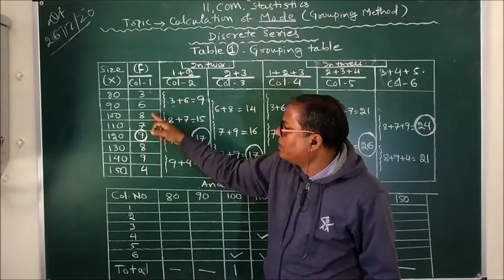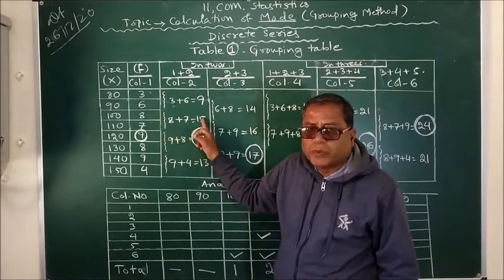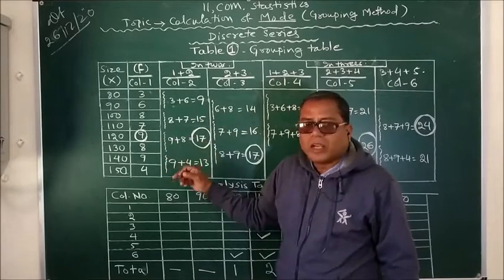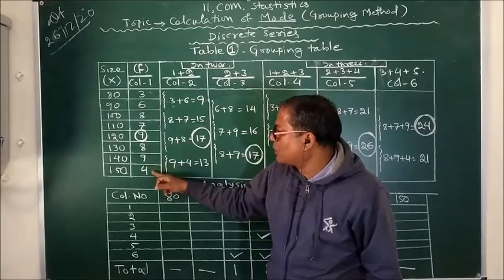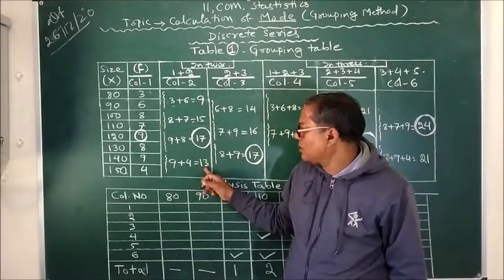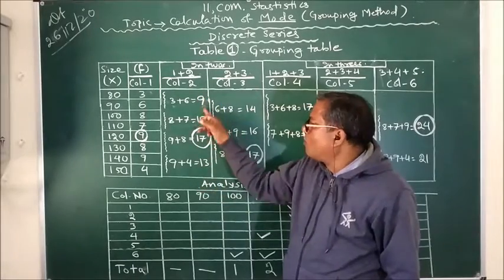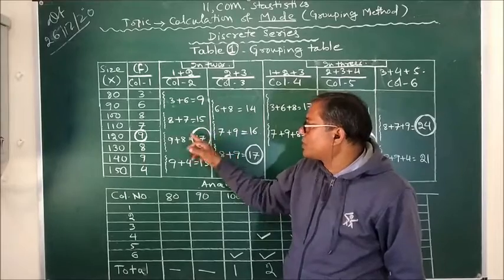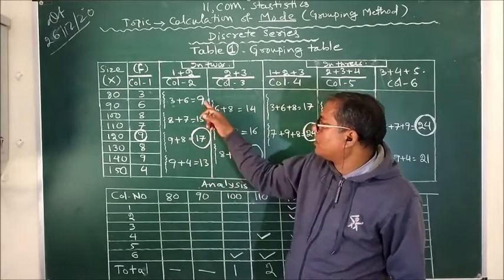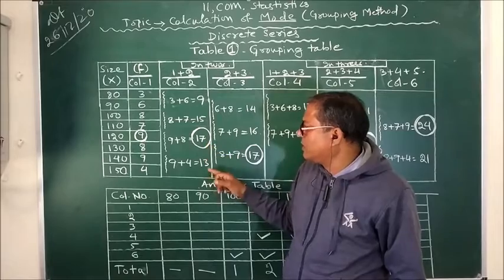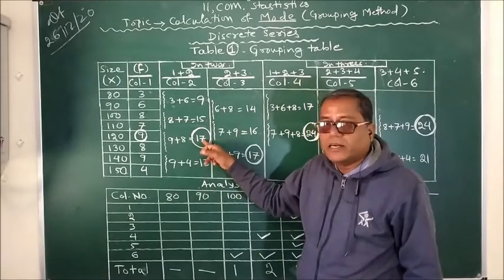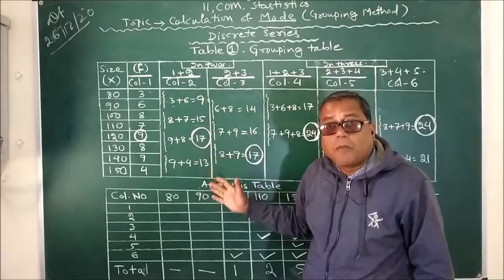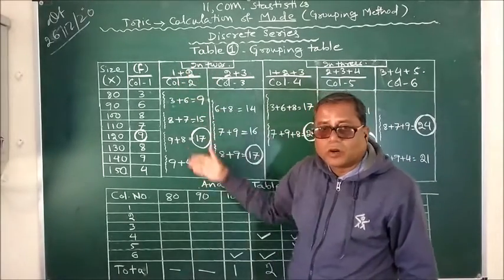So in second group we added 8 plus 7, that is 15. In third group we added 9 plus 8, that is 17, and in fourth group we added 9 plus 4 and value is 13. And out of these four group sums, we will just circle the highest value of the sum. The values are 9, 15, 17 and 13. Hence I circled the value 17, which is the largest sum in the 1 plus 2 column.